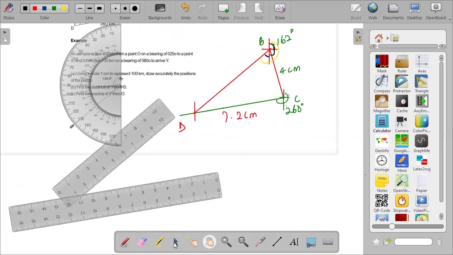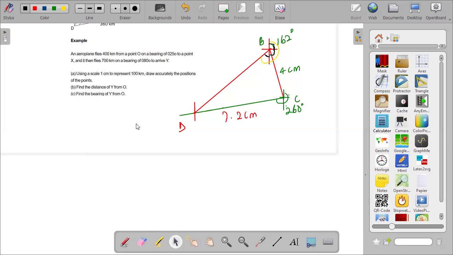And then the last question for the day. It says an aeroplane flies 400 kilometers from a point O on a bearing of 25 degrees to a point X. And it then flies 700 kilometers on a bearing of 80 degrees to point Y. Using a scale of 1 centimeter to represent 100 kilometers, draw accurately the position of the points. Then find the distance of Y from O and find the bearing of Y from O.